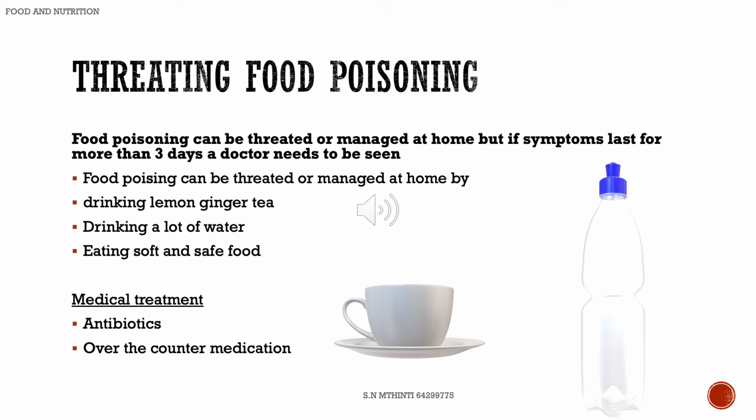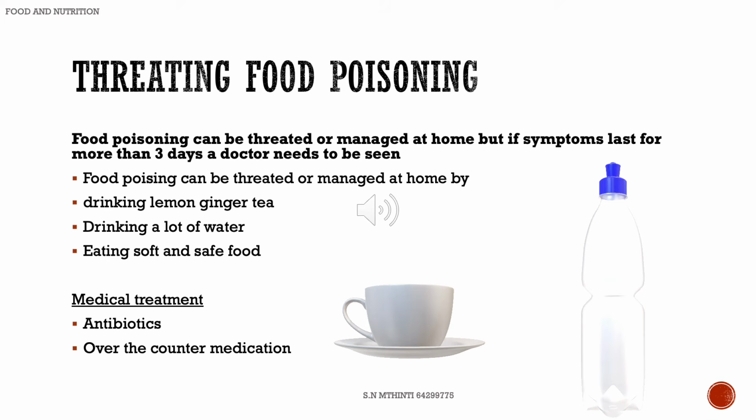So now that we know how to identify when someone has food poisoning through the symptoms that they will be showing, we need to know how to treat food poisoning. Food poisoning can be treated or managed at home, but if symptoms last for more than 3 days or become worse, a doctor should be seen.